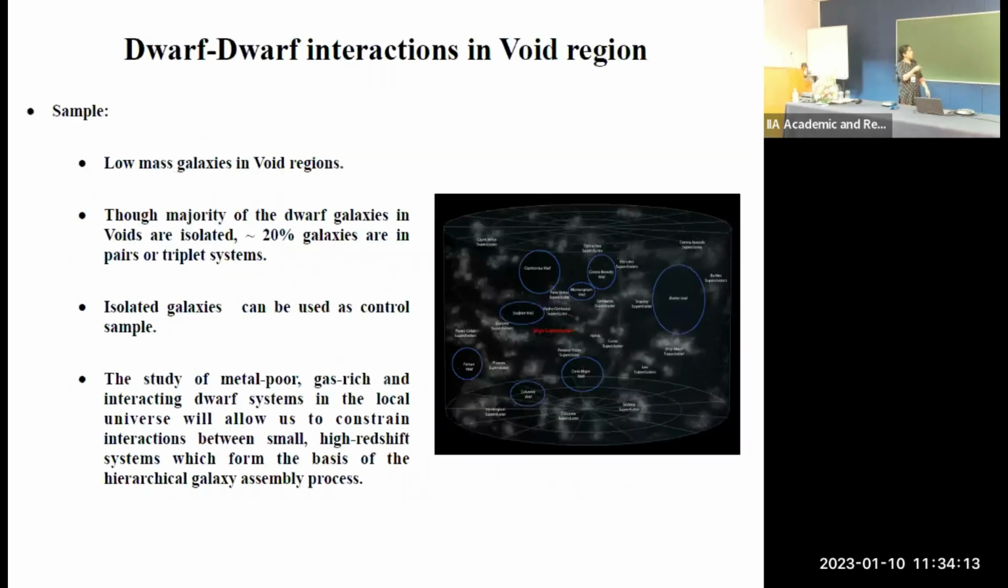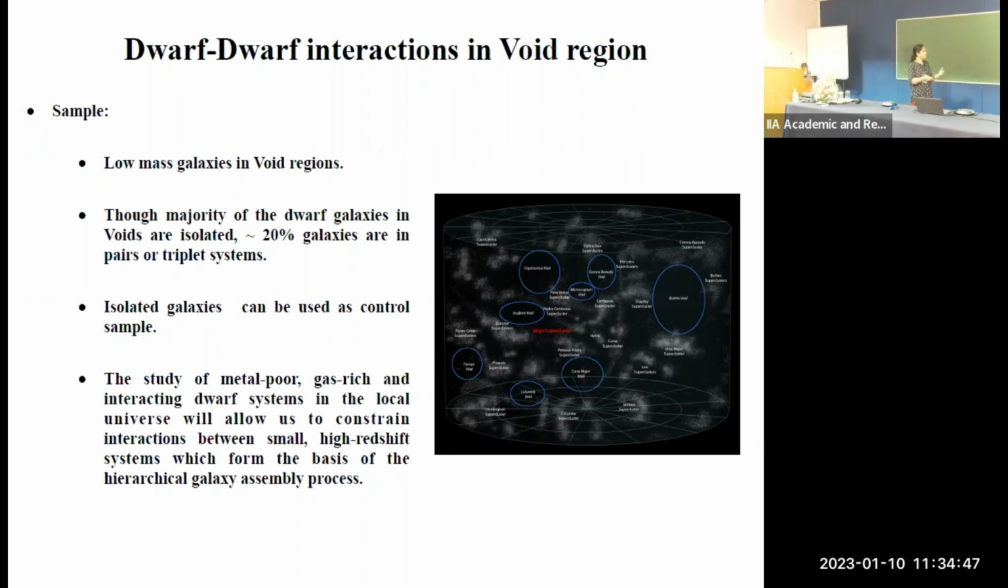In this part, I'll be mainly talking about dwarf interactions in void regions. Voids are low density regions in the cosmic web, where you see cosmic filaments, etc. So you see low density regions; these are called voids. There is a presence of low mass galaxies in void regions. Though the majority of the dwarf galaxies in the voids are isolated, there are many studies which show that around 20% of galaxies are either in pairs or triplets. It also provides that isolated dwarf galaxies can be used as a control sample.